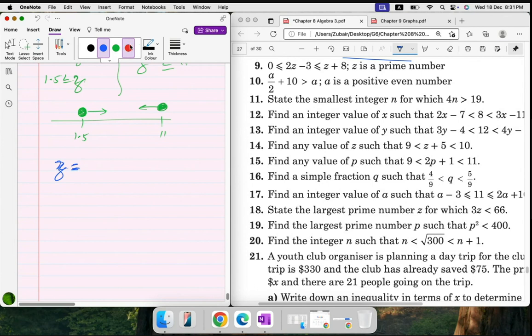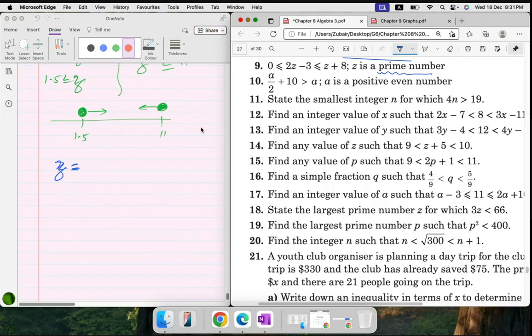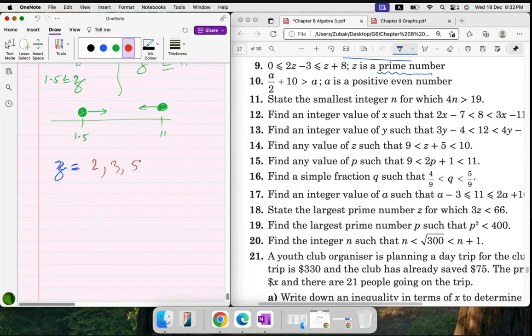See, now we have to stay between 1.5 and 11, and the condition is that it should be a prime number. Okay. So we have prime numbers between this given range. 2 is prime, 3 is prime, 5 is prime, 7 is prime within these two.